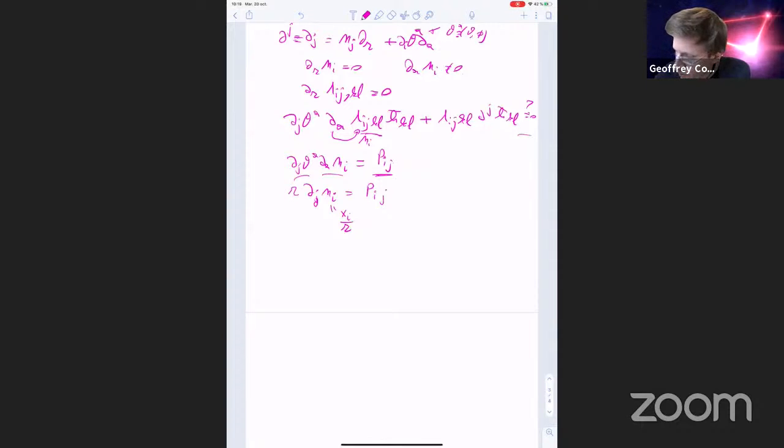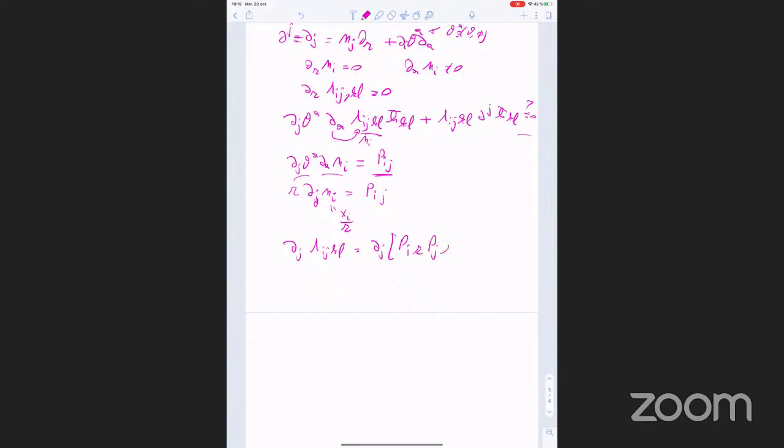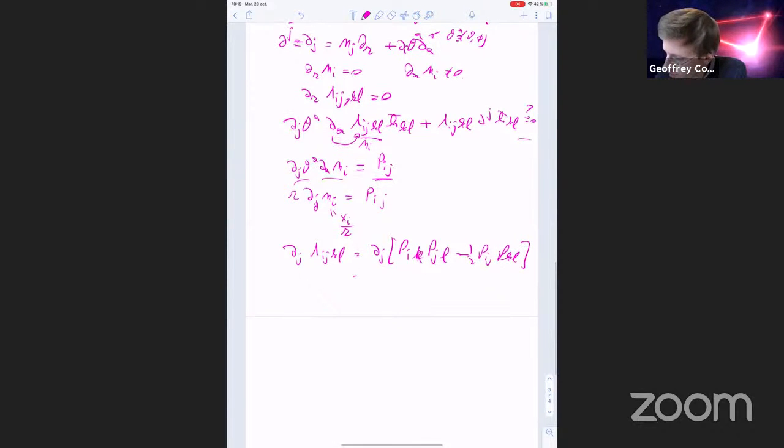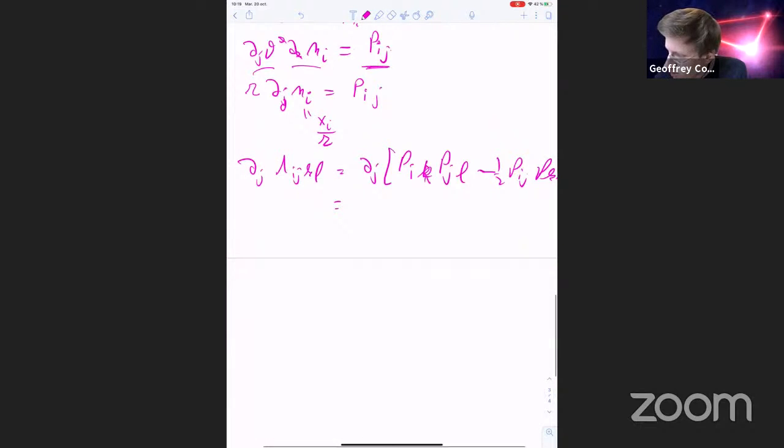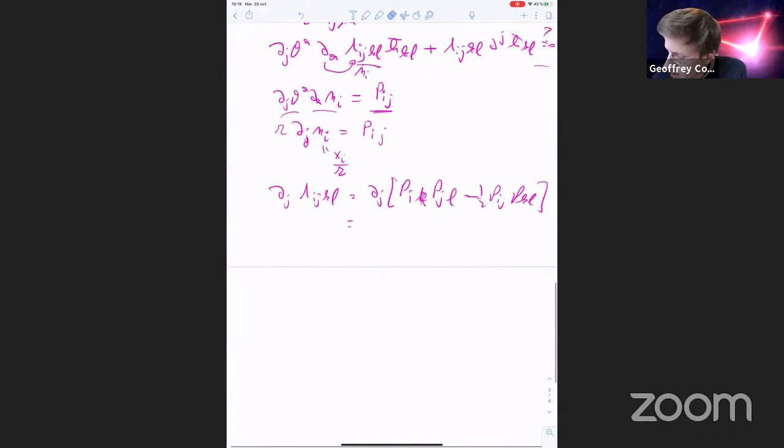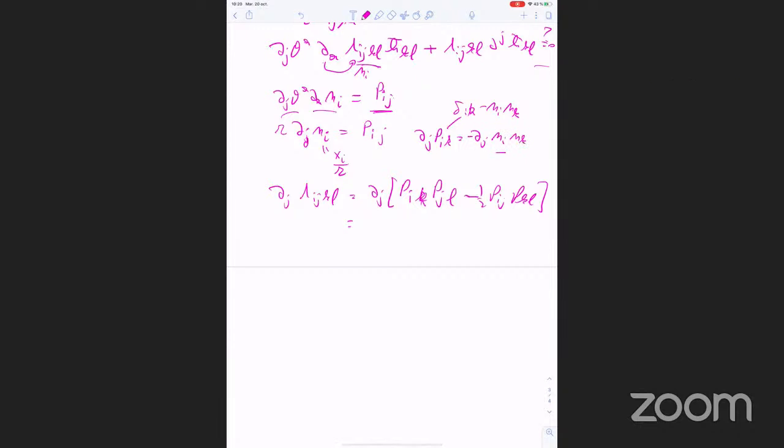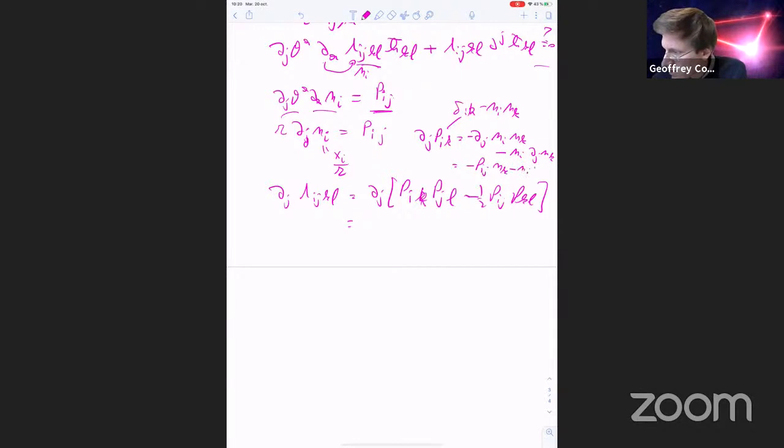So now we need to compute this one. Let's just compute it. So this one is p_ik p_jl minus 1/2 p_ik p_jl. So now I want to use this property. I need to know what this one is. In this one, there is a delta_ik minus n_i n_k. So it's minus acting on the first, minus acting on the second. So it's minus p_ij n_k minus n_i p_jk. So one has to use these properties here. It's a bit longer.